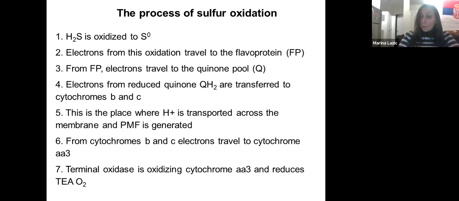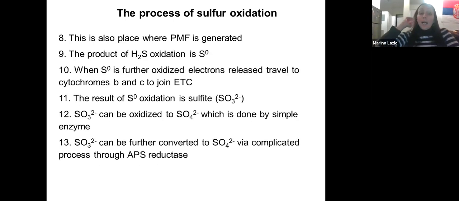force. From cytochromes B and C, electrons travel to cytochrome AA3, and the terminal oxidase is oxidizing the cytochrome and reduces some terminal electron acceptor, which can be oxygen. Again, at the terminal oxidase, you also have proton motive force formed. So it's the quinone pool and the terminal oxidase.